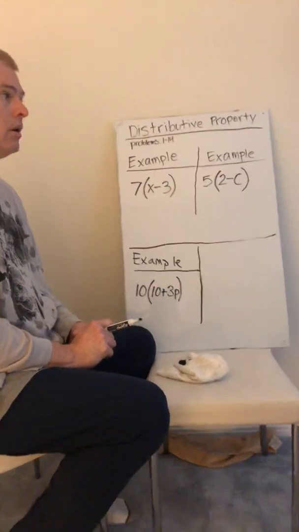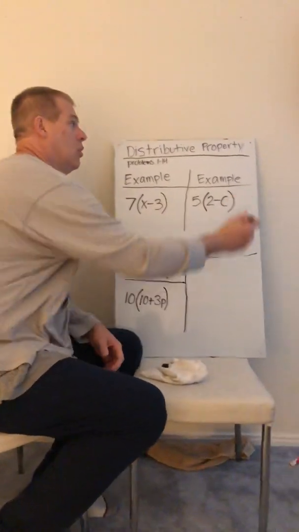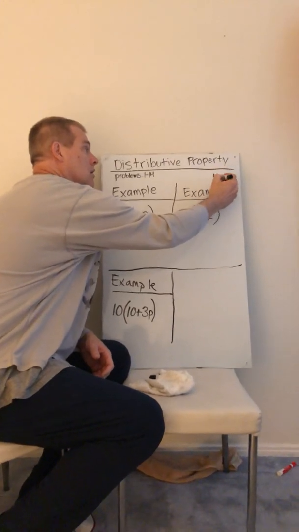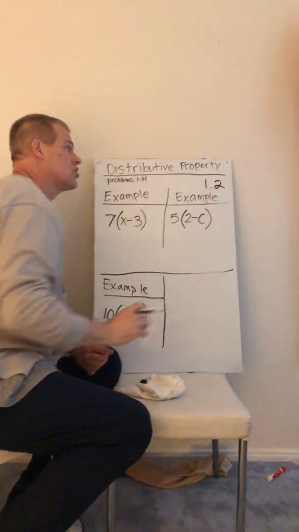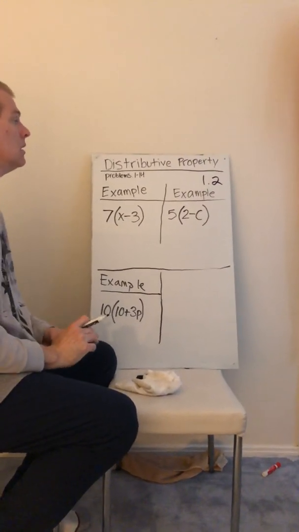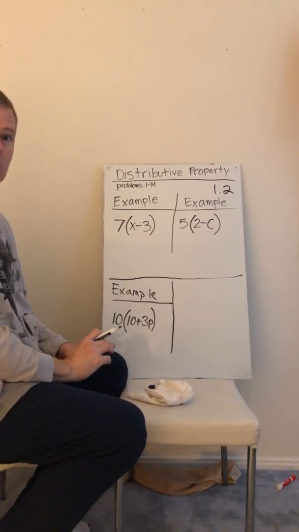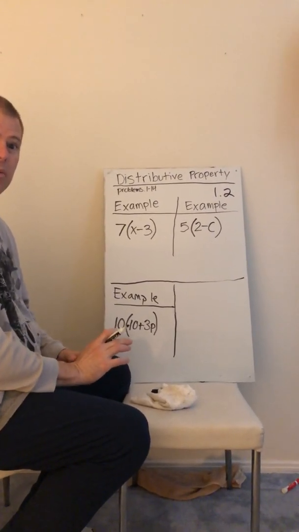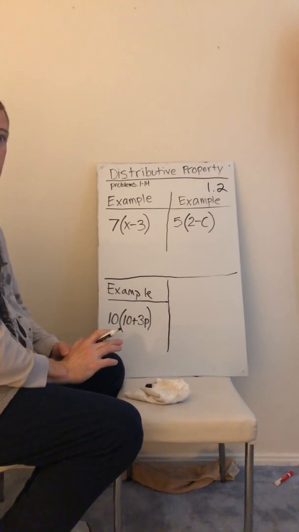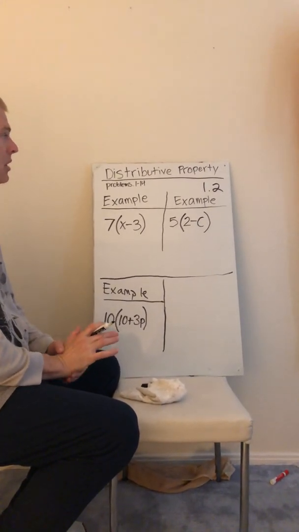Today we are working on 1.2 distributive property. We are going to be working with distributing numbers into the parentheses. That's why we call it distributive property.